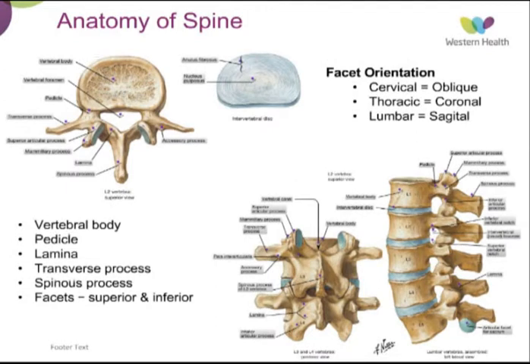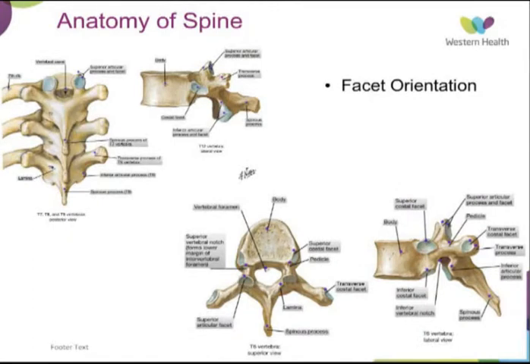Looking at the facet joints, the alignment of the facet joints changes. In the cervical spine they're oblique, in the thoracic they're orientated in the coronal plane, and in the lumbar spine they're orientated in the sagittal plane, as indicated here. And again here we can see some segments from the thoracic spine where the facets are orientated in this plane here.